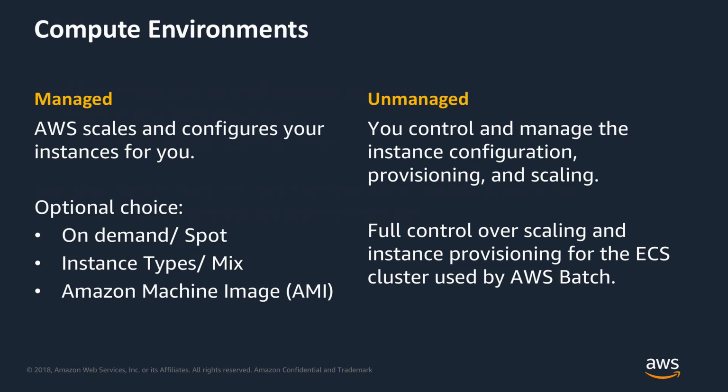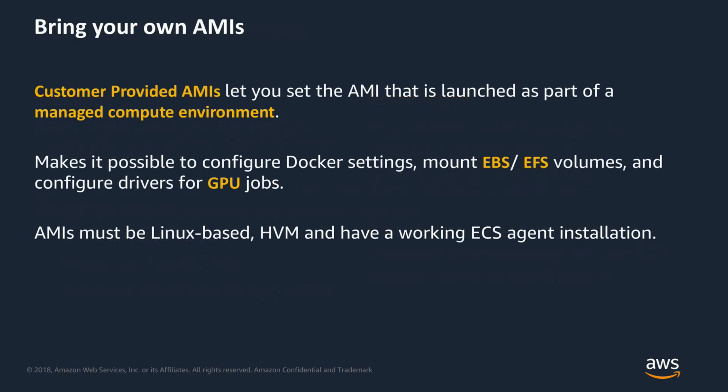Whether managed or unmanaged environment, you could also bring your own AMI, and you could harden it your way. It could also allow you to mount volumes or provide specific drivers. AMIs just need to be based on Linux and need to be of hardware virtual machine virtualization type, so HVM images in short. And as AWS Batch places jobs as ECS tasks on the cluster instance, there is no need to install more than the ECS agent on your custom AMIs.